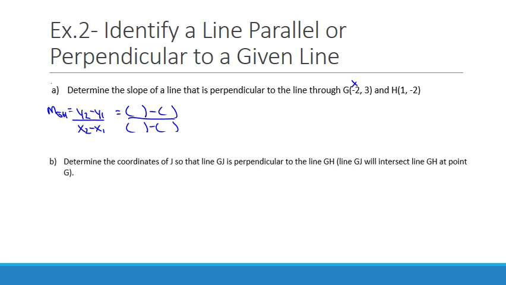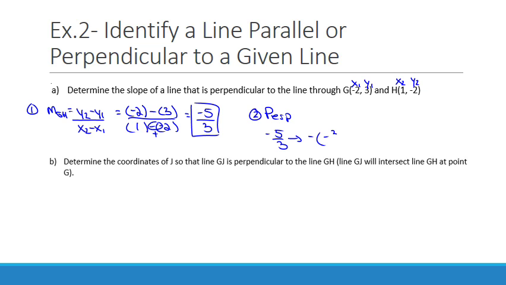All right, x1, y1, x2, y2, negative 2 minus 3, 1 minus 2. Got a sign change there. So negative 2 minus 3 is negative 5. And then 1 plus 2 is 3. So my first step is finding that given slope is negative 5 over 3. I need to find the slope of a line that's perpendicular to it. So for perpendicular, I have to figure out that negative reciprocal. So if I have negative 5 over 3, that's going to be negative the reciprocal of that, which is now negative 3 over 5. Two negatives make a positive.